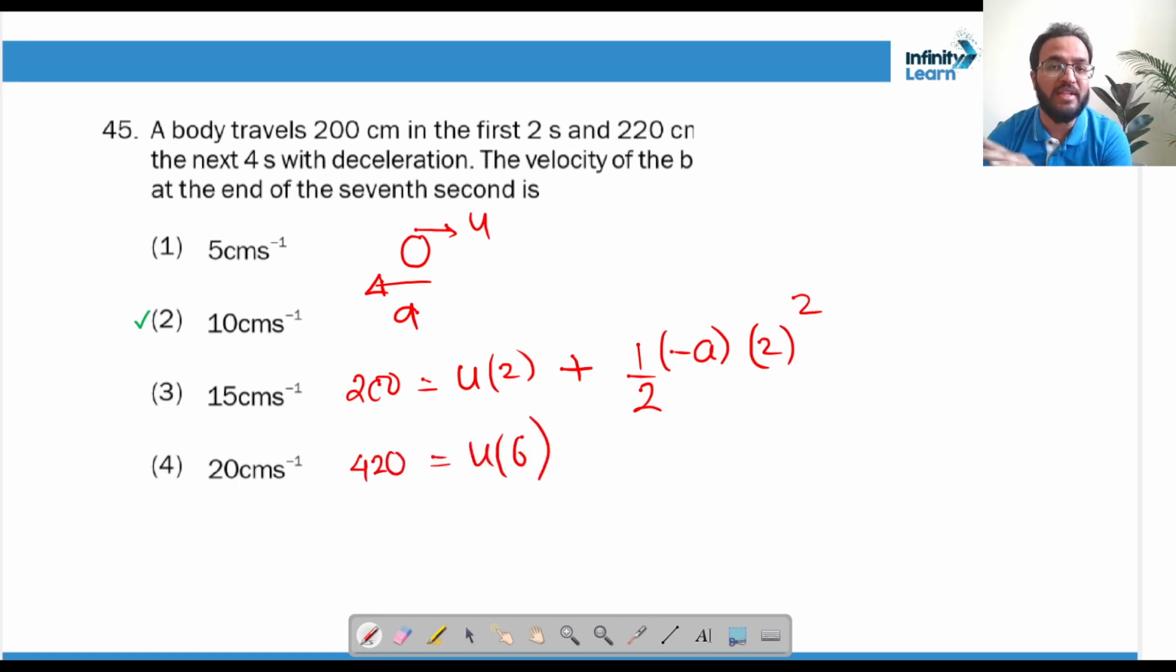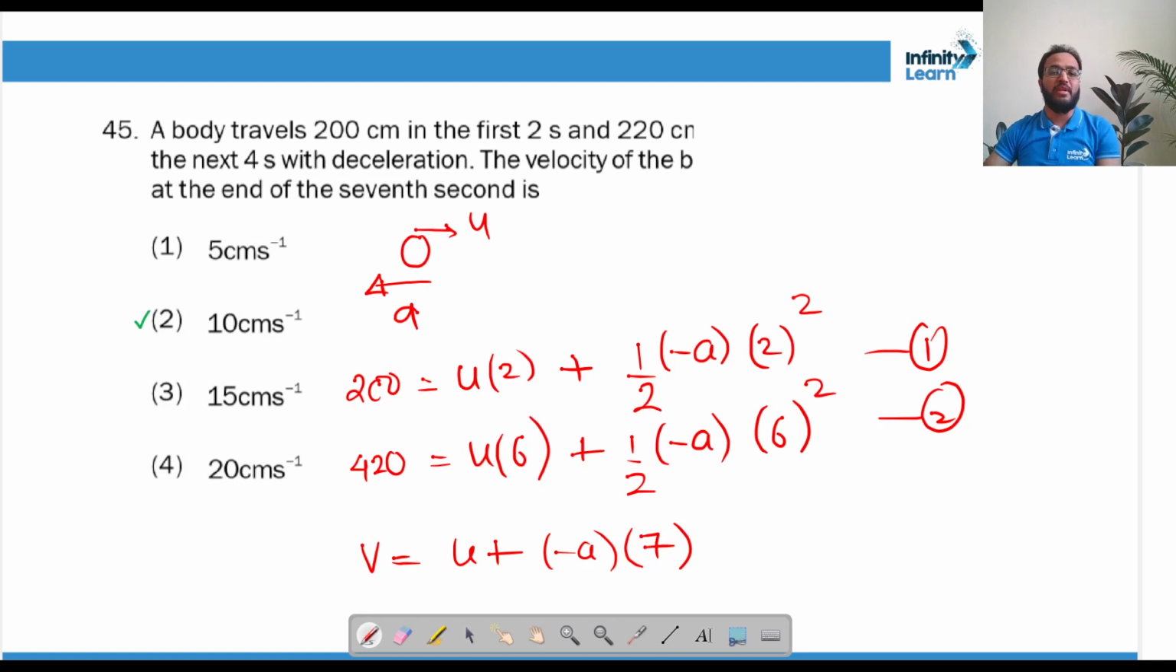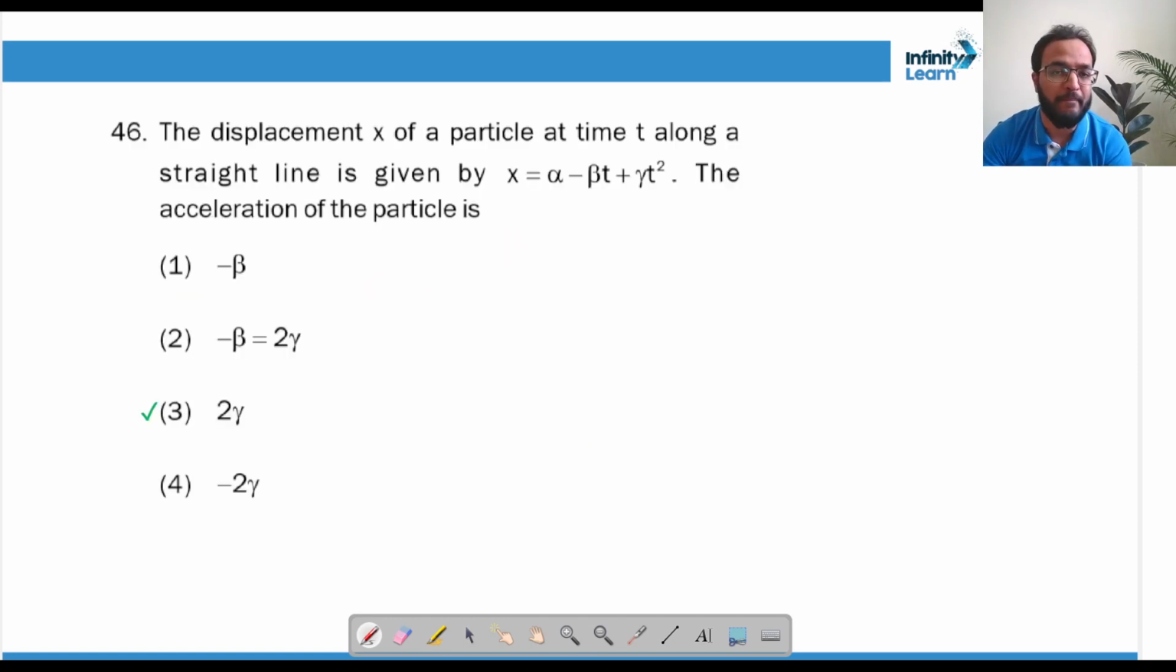I'm not talking about next 4 seconds. I'm talking about first 2 seconds and next 4 seconds together. That means I'm talking about overall 6 seconds. Plus half into minus a into 6 square. Now there are two equations and there are two variables, variables u and a. If you solve them, then you can find the velocity of the body at the end of the 7th second. Velocity of the body at the end of 7th second will be u plus minus a into 7. That's all. This is your answer. So get the value of u and a from these two equations and then you can simply get answer will come out to be 10 centimeter per second.